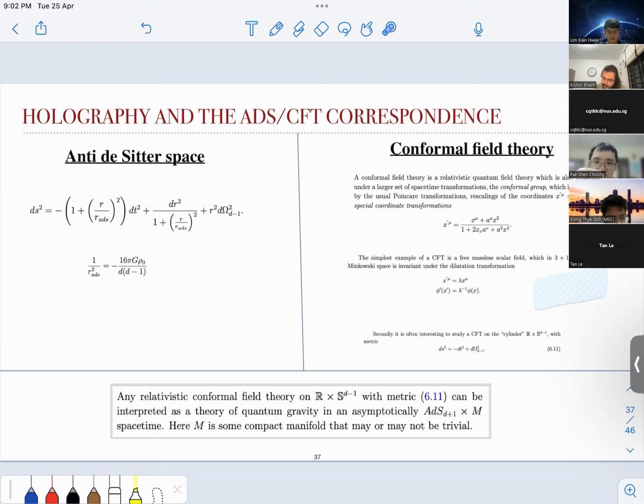The formal statement of the AdS/CFT correspondence says that any relativistic conformal field theory on R cross S^(d-1), so basically a cylinder, with the metric given here, can be interpreted as a theory of quantum gravity in an asymptotically AdS_(d+1) cross M spacetime, where M is some compact manifold, which may or may not be a trivial manifold.